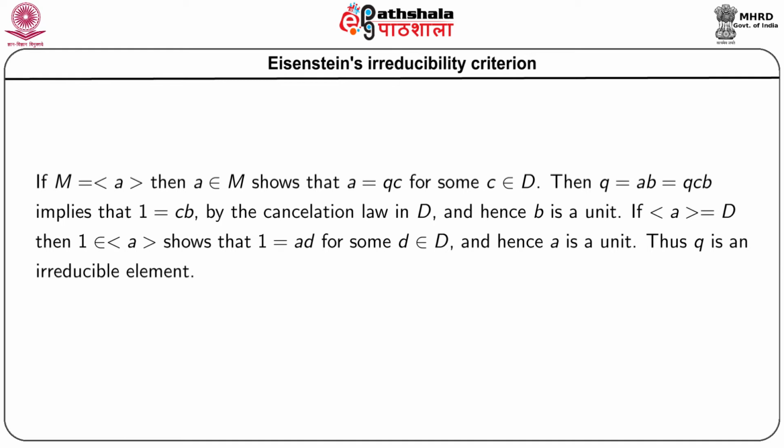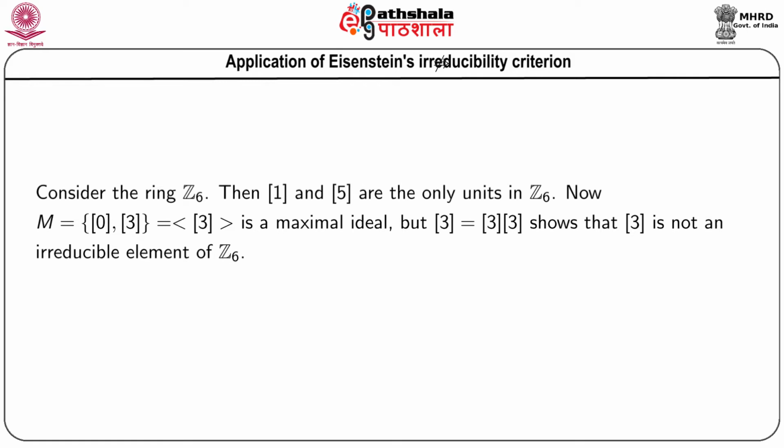Now, we show that if we consider a ring which is not an integral domain, then it may be that the ideal generated by Q is maximal, still Q may not be an irreducible element. For this, consider the ring Z6. You all know that Z6 is not an integral domain, and the units in Z6 are 1 and 5. These two are the only units in Z6.